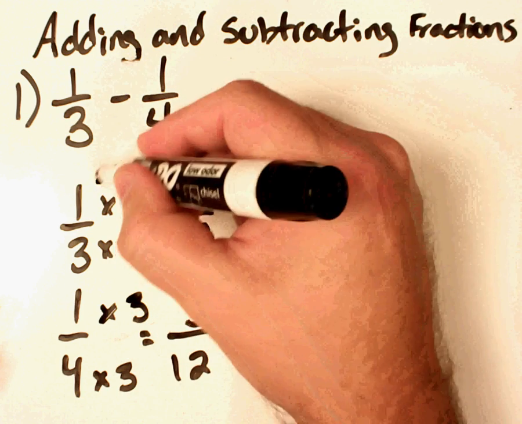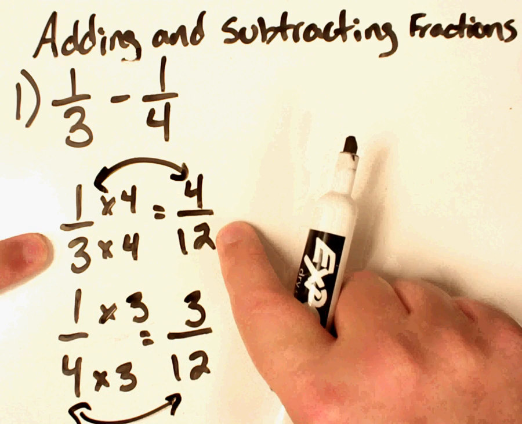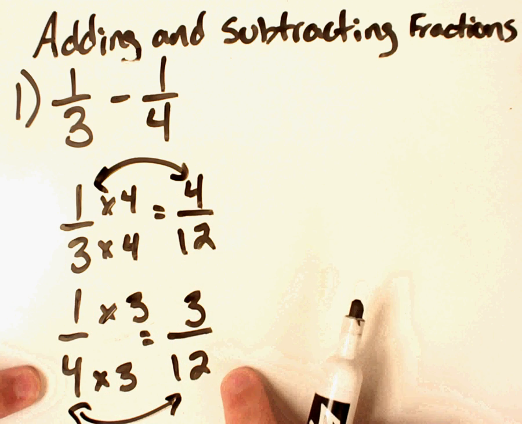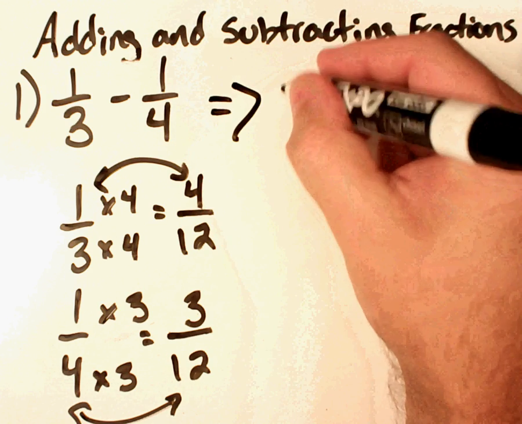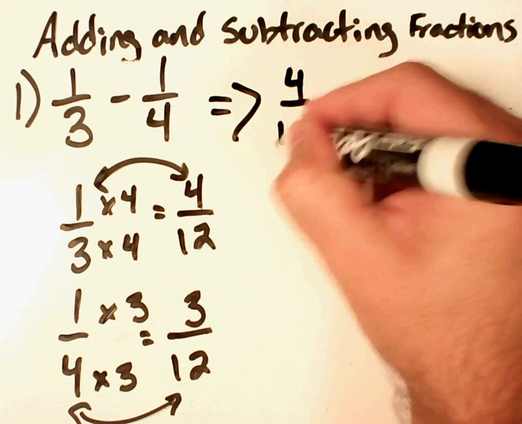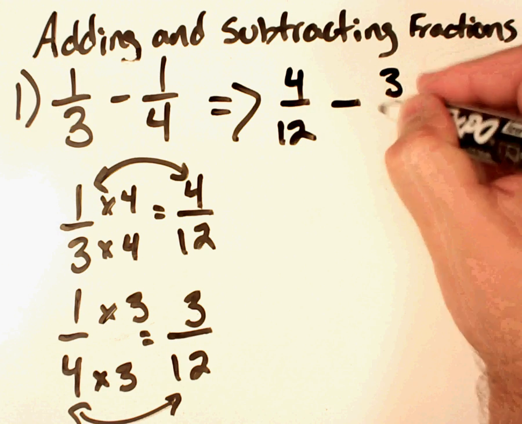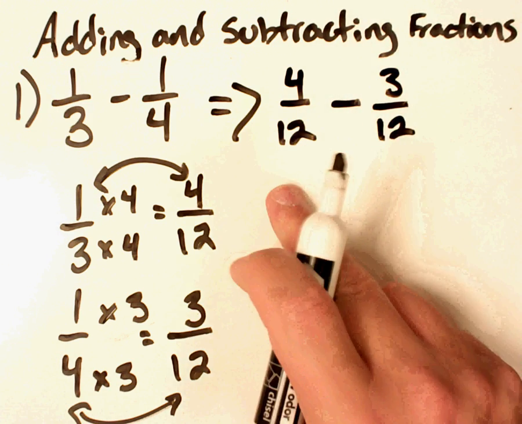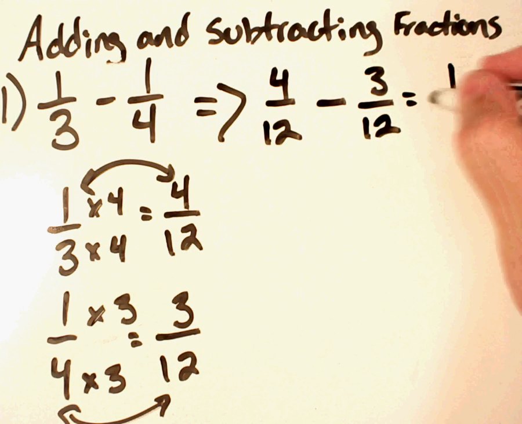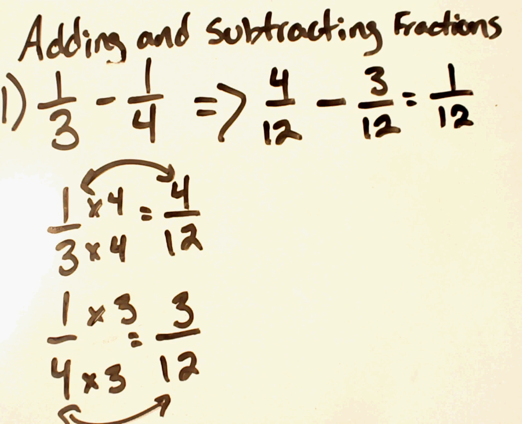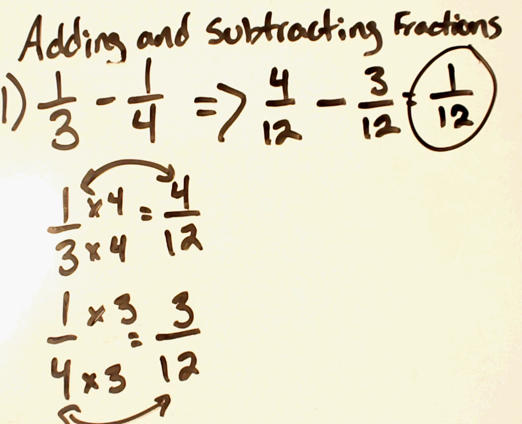And so remember, what I'm doing here is I'm just creating equivalent fractions. The value of these fractions are the same, and the value of these fractions are the same. So then when I rewrite my problem, 1/3 becomes 4/12, and 1/4 becomes 3/12. And so my problem is 4/12 minus 3/12, which gives me 1/12. And this is my final answer.